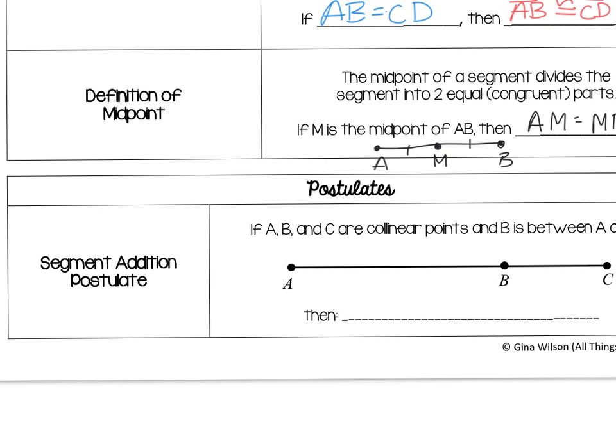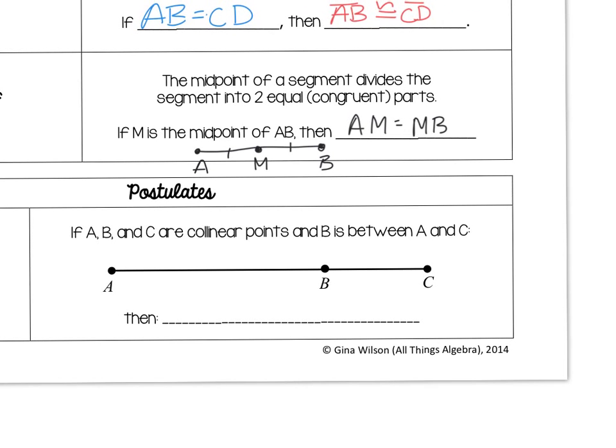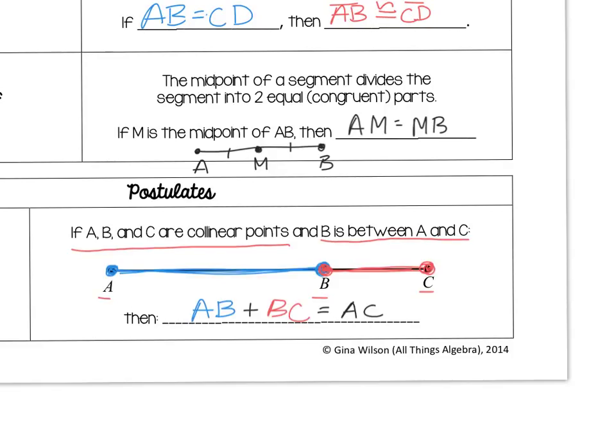Last thing on this side is postulates. So this is one postulate that we're going to talk about, and it's called the segment addition postulate. The segment addition postulate states that if A, B, and C are collinear points, so they're on the same line, and B is between A and C, then we can conclude that AB plus BC is equal to AC.